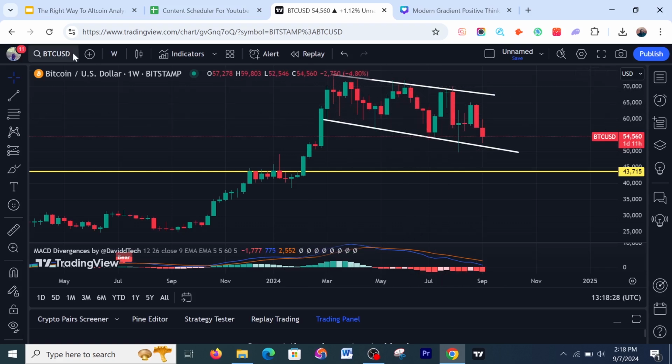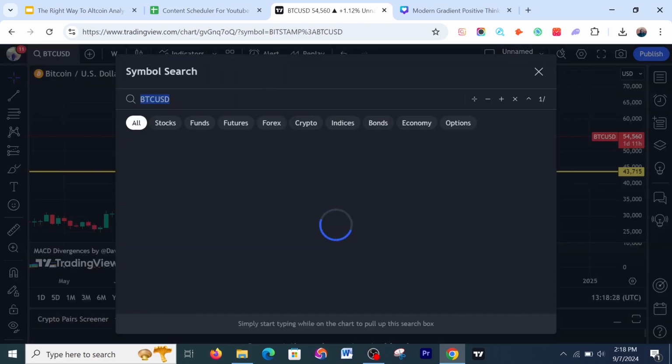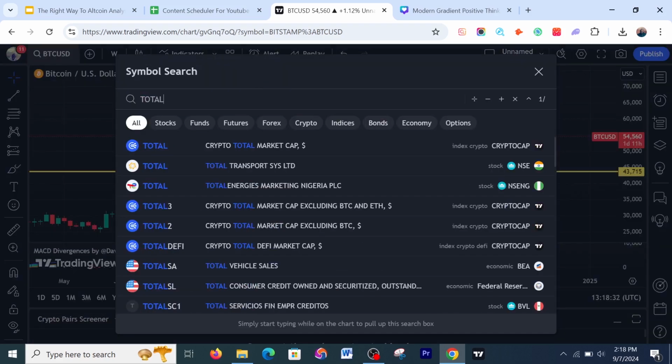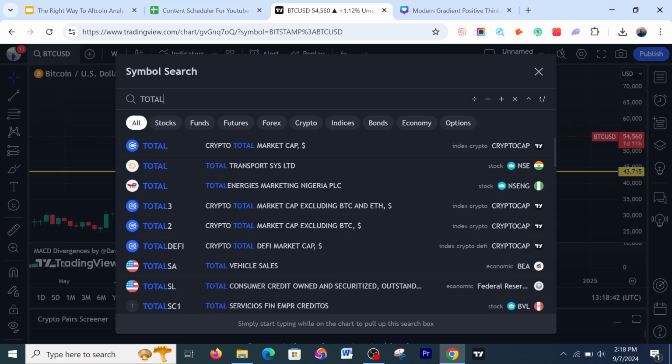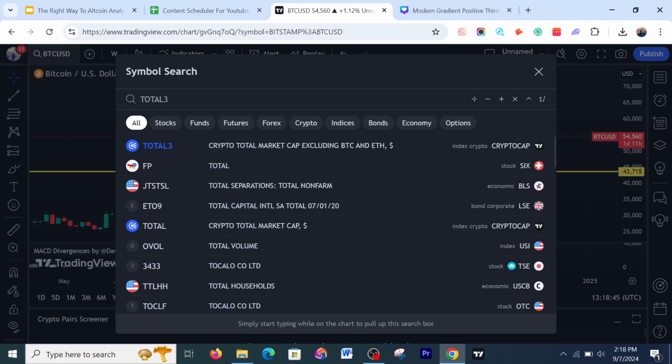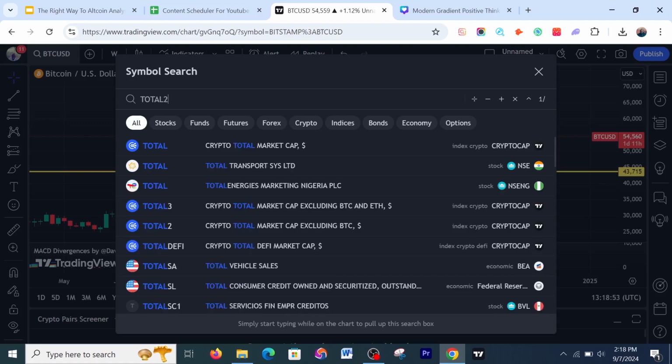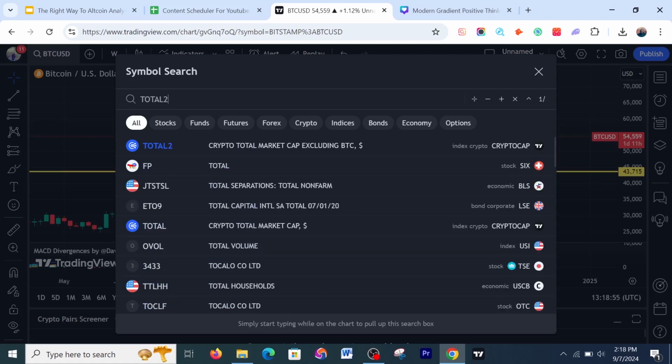So let's check the altcoin market cap. A lot of people use total 3, which is the crypto market cap excluding Bitcoin and Ethereum. I don't think that makes sense because Ethereum is also an altcoin. So I use total 2, which is the crypto market cap excluding just Bitcoin.